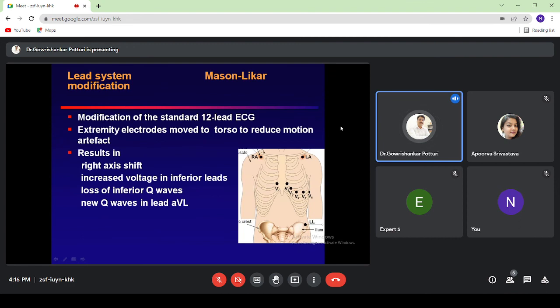Electrocardiographic measurements. Modification of the standard 12 lead ECG: extremity electrodes are moved to the torso to reduce motion artifacts. This results in right axis shift, increased voltage in inferior leads, loss of inferior Q waves, and new Q waves in lead aVL.